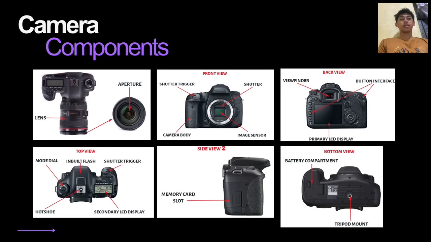So these are the pictures, the lens. What comes in the lens is the aperture. In the front view, we see the shutter trigger, the shutter, camera body, and the image sensor. In the back view, we see the viewfinder, the buttons, interface, the mode dial, the inbuilt flash. We see also the shutter trigger. Some cameras have a secondary LCD display. While in the back view, in the third image, we see the primary LCD display, the hot shoe, and also at the side view, we see the memory card slot, which primarily functions to store the videos and the photos. And the last one is the bottom view, in which we see the tripod mount and the battery compartment.